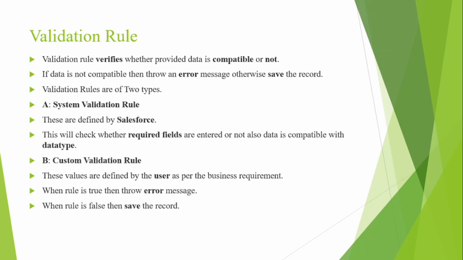When the rule is true, then throw an error message. So for what we are writing the custom validation rule, if it is true, then it throws an error message. When the rule is false, then save the record. So if the rule is not satisfied, then it is going to save the record. Here we have to think in a reverse order: if the validation rule evaluates to true, it throws the error message, otherwise it saves the record.